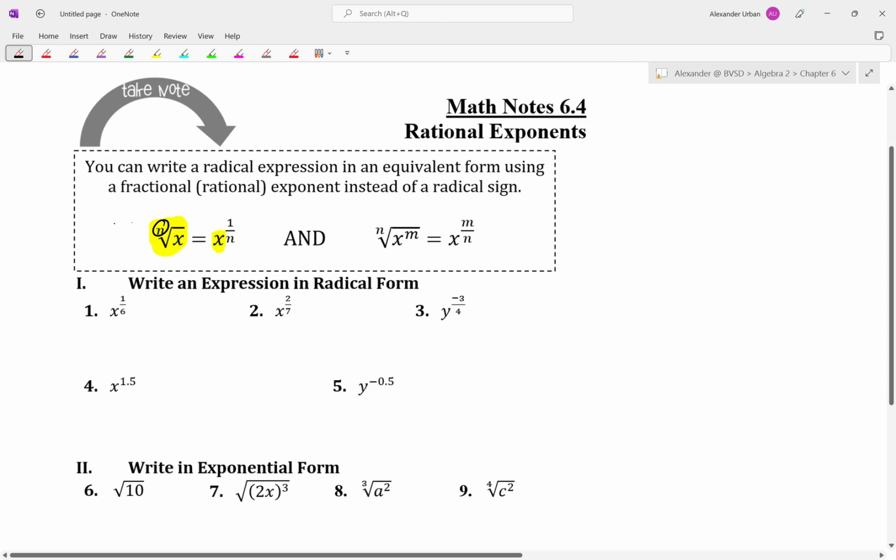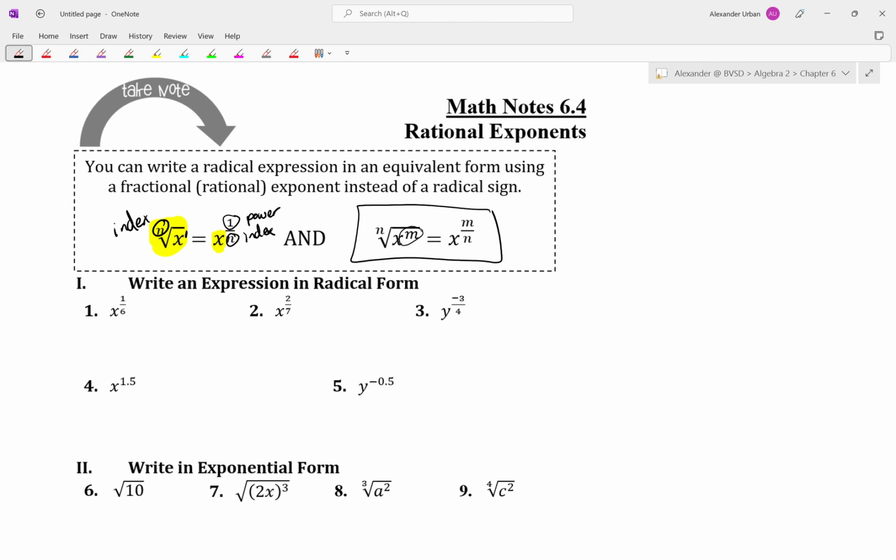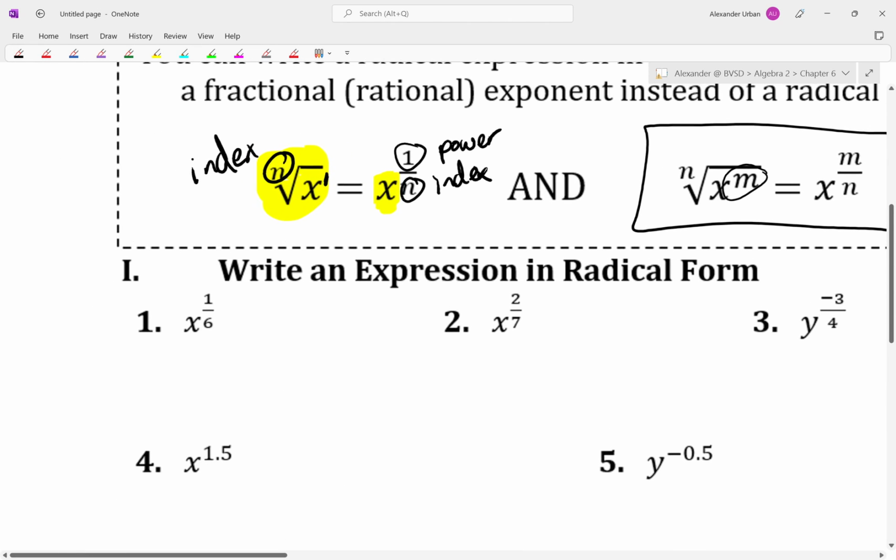This is our index, and then we have one of these x's, so that is the power on top. Here's the power of that x, or that radicand, and then the n is our index. And so we're essentially making a fractional exponent. In this case, with this example over here on the right-hand side, our power of x is m, so it goes on top of our fractional exponent, and then we have an index of n. So we're going to do the same thing. We're going to go back and forth from this, and to do that, let's take a look at our first example.